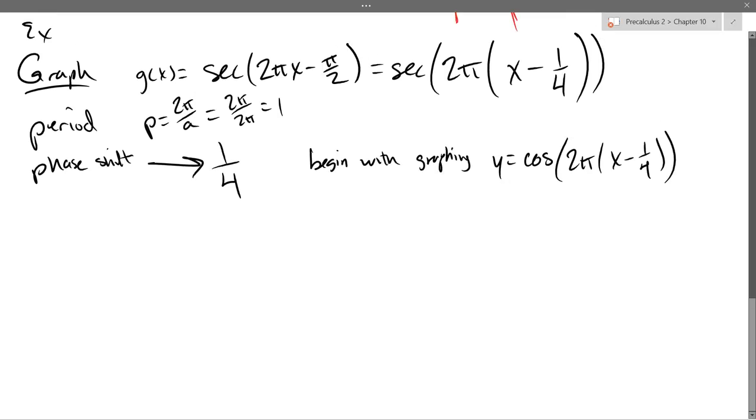So this is time to test your graphing skills. Can you graph that function, the cosine function? If you feel good about your cosine function, go ahead and take the reciprocal graph right there. So I'll give you 2 minutes to do this.